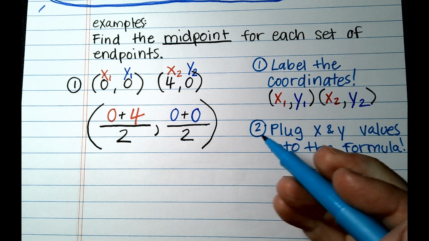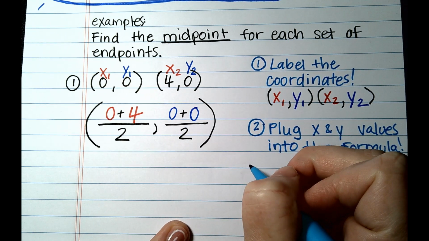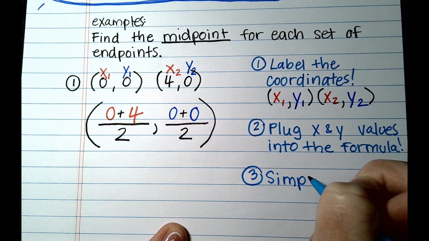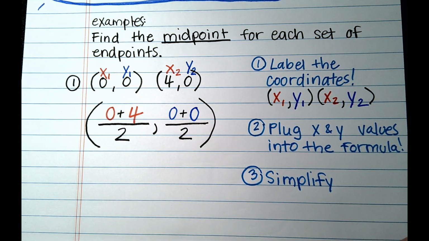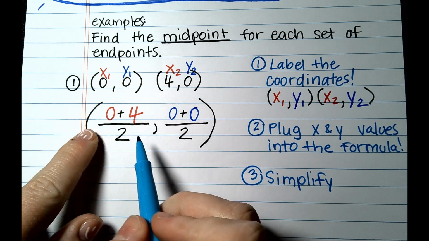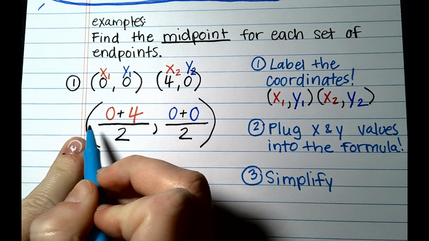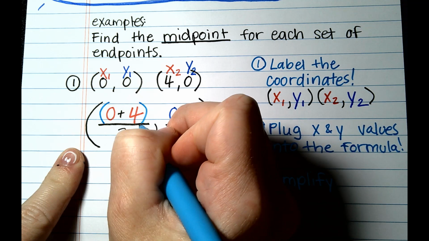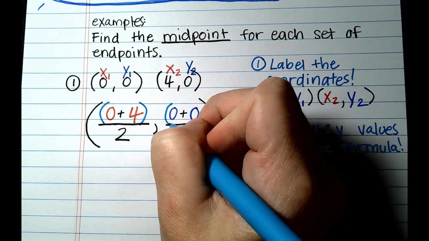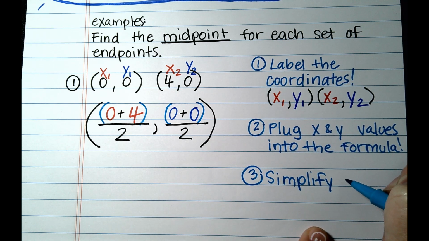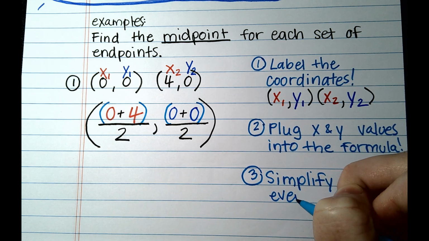So step 3, once you've plugged everything in, is we're just going to simplify everything using our order of operations. Now remember, even though in the order of operations division comes before addition and subtraction, because this is a fraction, we assume there's parentheses here. We do the addition on top first, and then we can divide by 2.